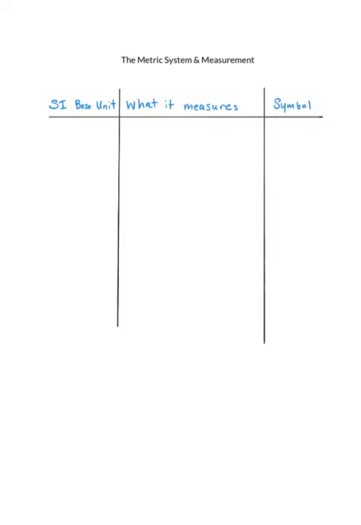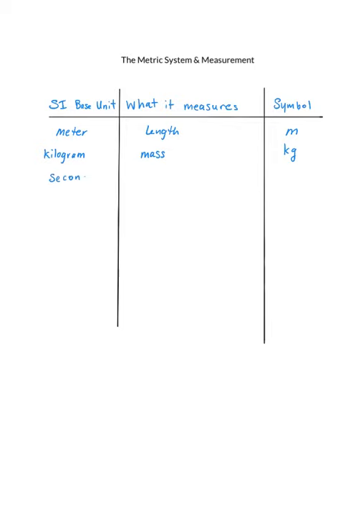The first base unit that we'll talk about is the meter. We should be familiar with a meter. It measures length. The symbol for meter is lowercase m. A kilogram is the SI base unit for measuring mass. The symbol for kilogram is lowercase k, lowercase g.